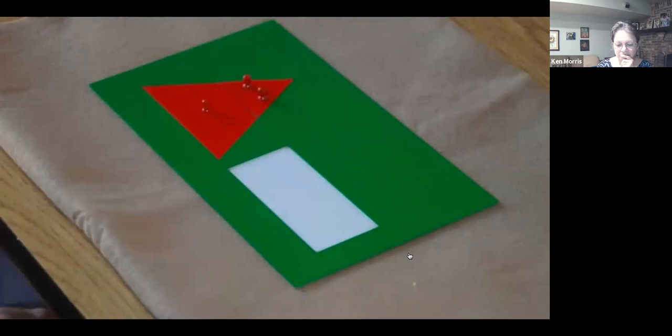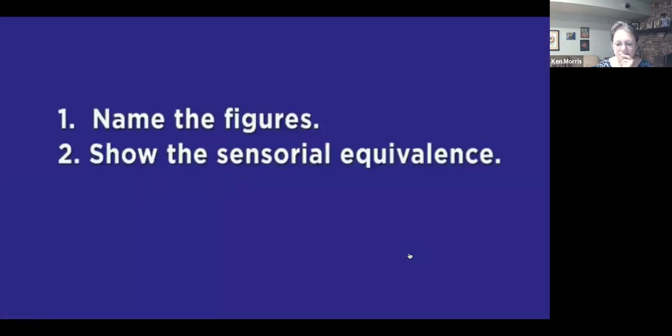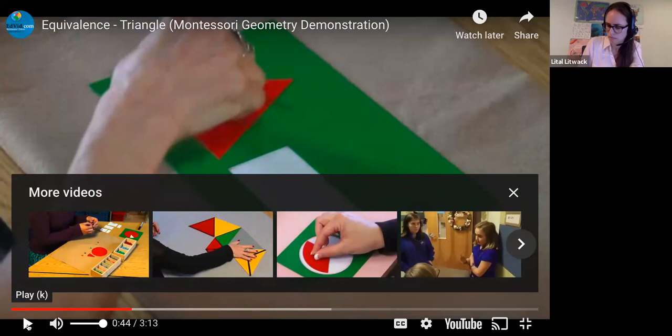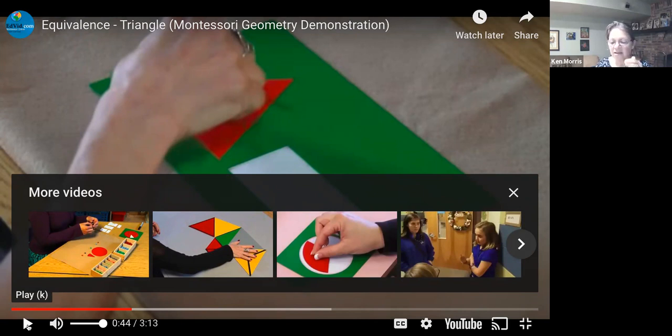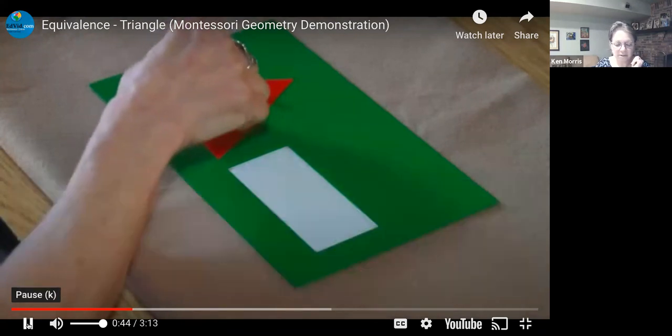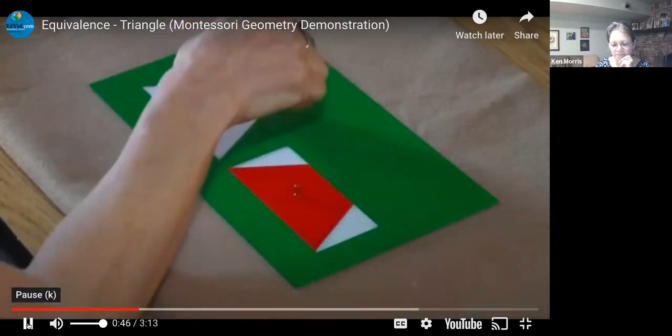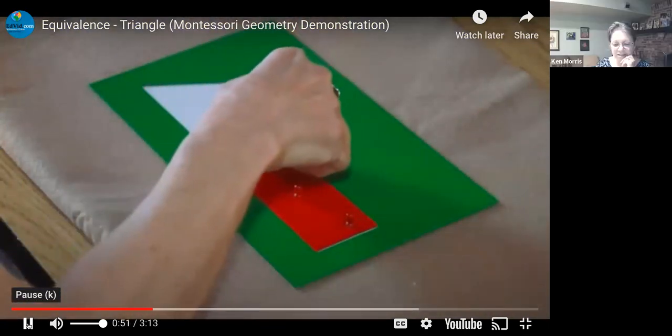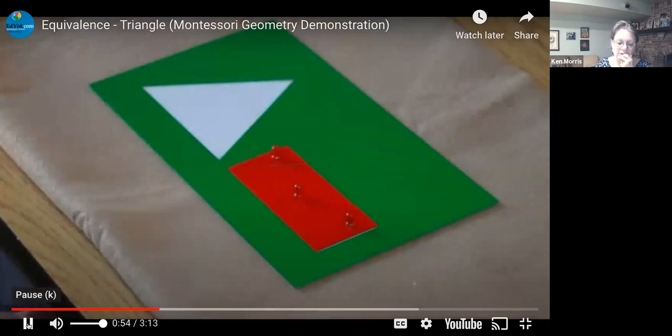That was step 1. Step 2 is showing the sensorial equivalence of the figures. That was showing the sensorial equivalence. So first they do it sensorially, then they do it mathematically. All right, so that's the pattern. Now again, she's doing it in silence. The pieces of the triangle fill the frame of the rectangle.